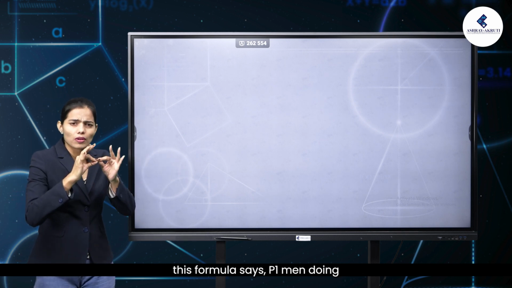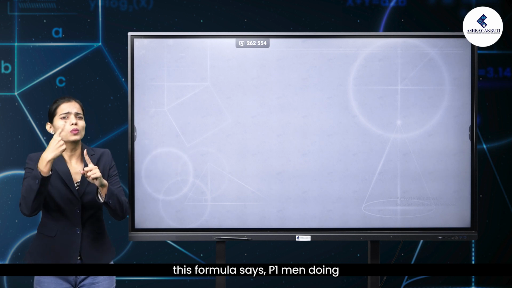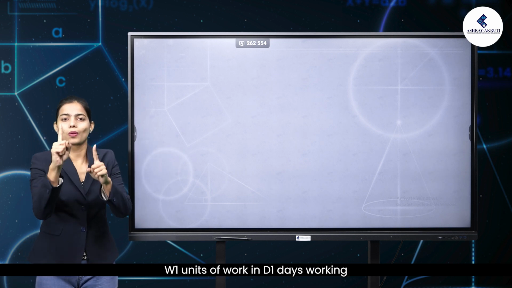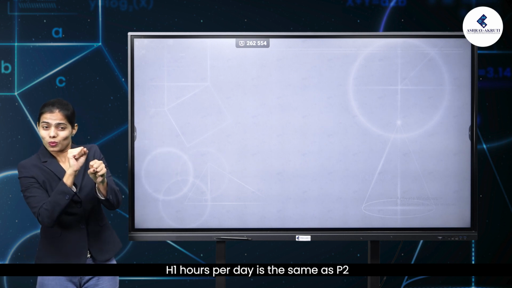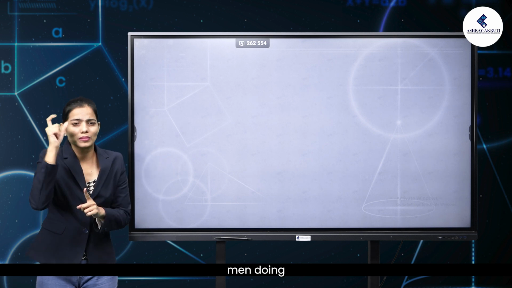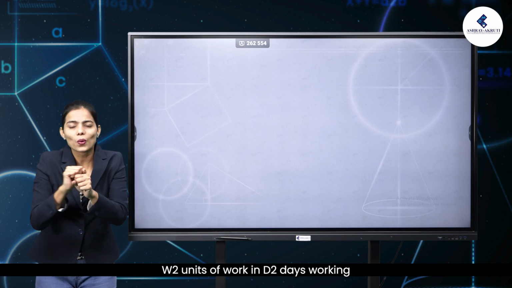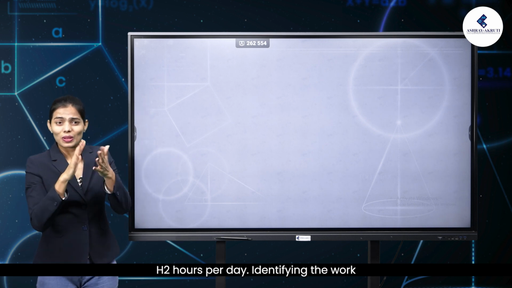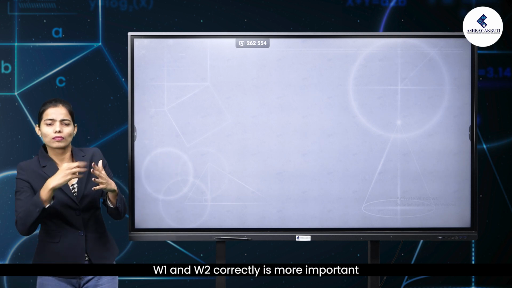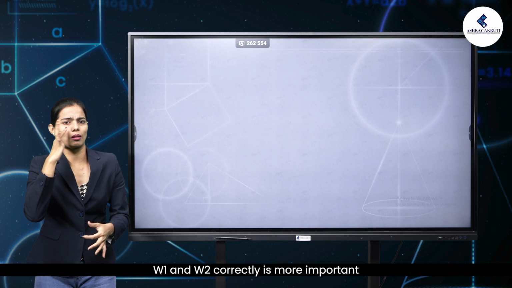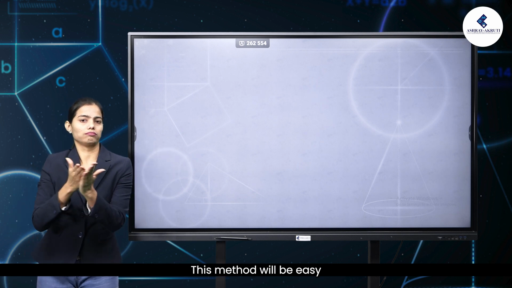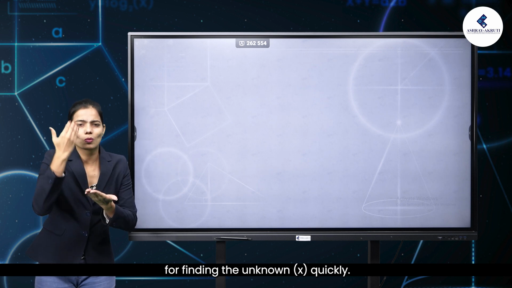That is, this formula says P1 men doing W1 units of work in D1 days working H1 hours per day is the same as P2 men doing W2 units of work in D2 days working H2 hours per day. Identifying the work W1 and W2 correctly is most important in these problems. This method will be easy for finding the unknown x quickly.